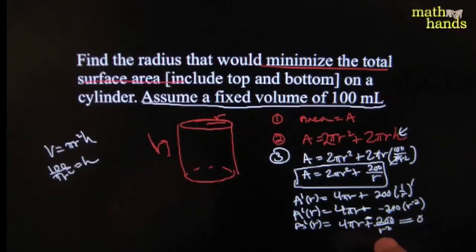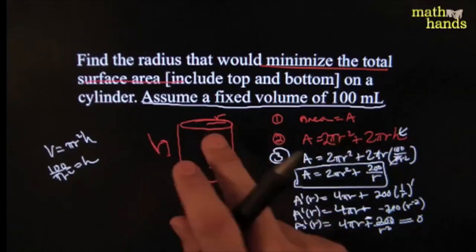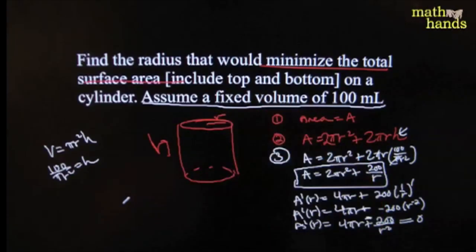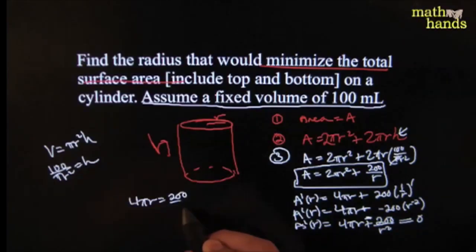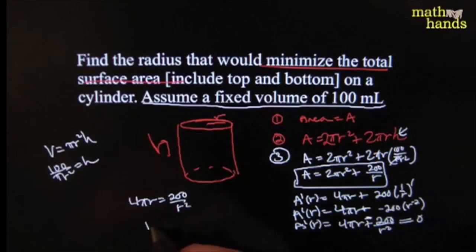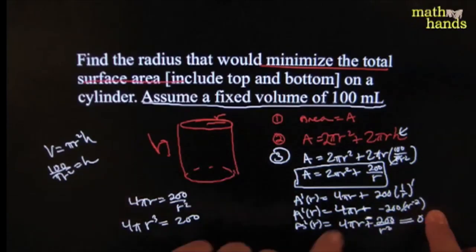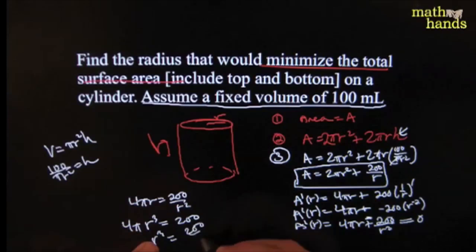When r is equal to 0, I got discontinuities, but r equal to 0 wouldn't have much meaning in my problem. If my can has radius 0, then I don't have much of a can. So I'll forget about that one and try to find the other critical point. I'll set it equal to 0, so that gives me that 4 pi r is equal to 200 over r squared. So r to the third times 4 pi is equal to 200. By the way, I moved this to the other side. That's how I got to this point. Then I could do r to the third is equal to 200 divided by 4 pi.